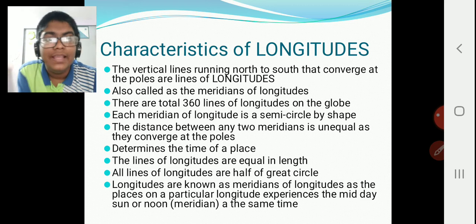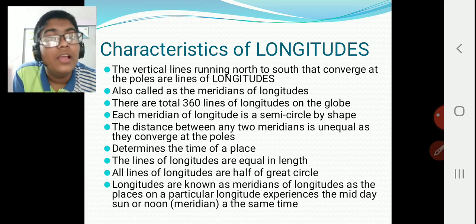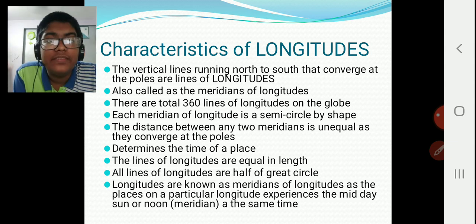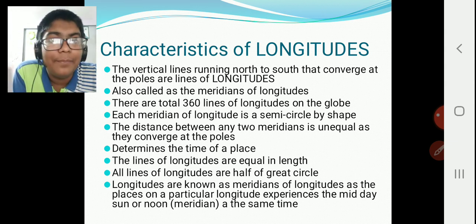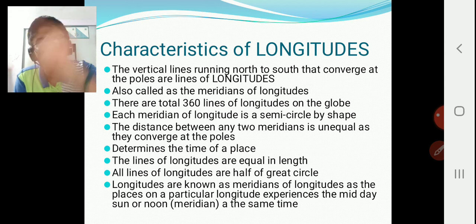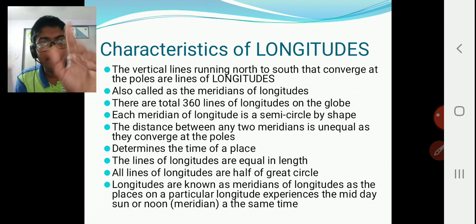Each meridian of longitude is a semicircle by shape. A latitude was a complete circle, but a longitude is a semicircle. Why does that happen? Because it goes from the North Pole to the South Pole only. It does not go from the North Pole to the South Pole and again to the North Pole to form a circle. It just forms a semicircle.